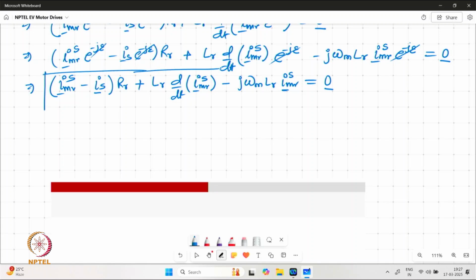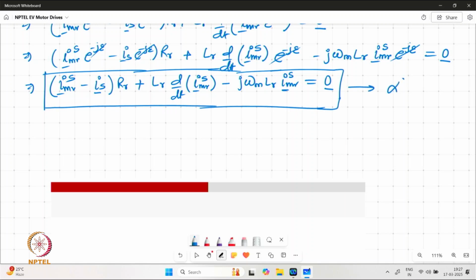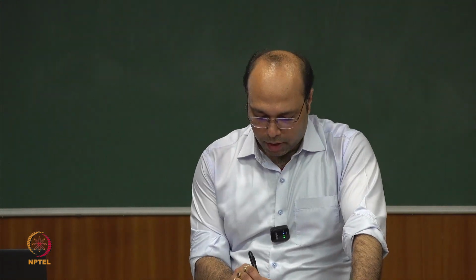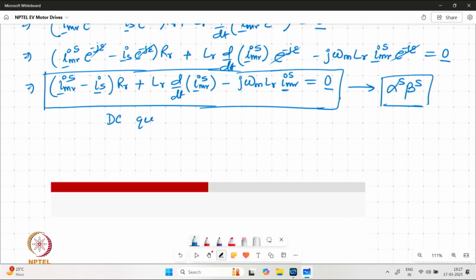Now this equation is written in the alpha s beta s frame of reference. So as indicated, we would like our quantities to be DC in nature, which is why we need to have a synchronously revolving frame of reference, which we have written as DQ. And in particular, we are targeting this DQ frame of reference, which is oriented along the rotor flux.